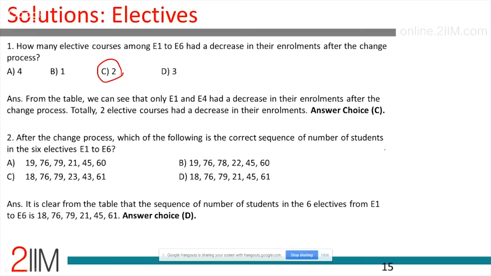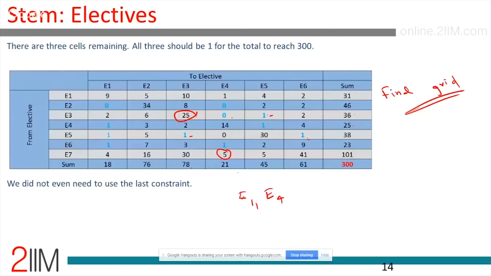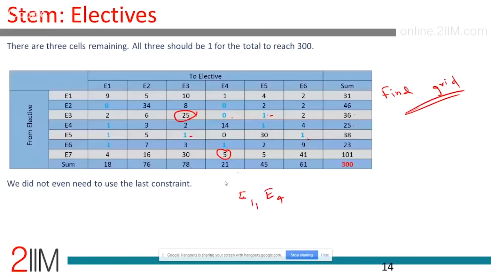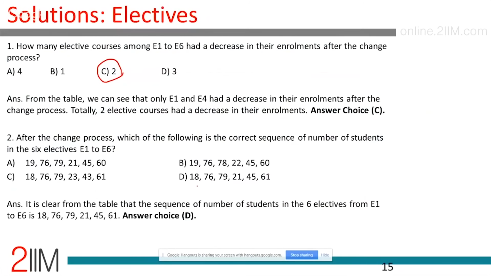After the change process, which of the following is a correct sequence of number of students in the 6 electives? 18, 76, 78, 21, 45, 61. 18, 76, should have been 79. I think I've made an addition mistake. I've not accounted for this one. So the table is wrong, but this is a choice you're looking for. And once you've got the whole grid, you're just writing down the answers, nothing more than that.